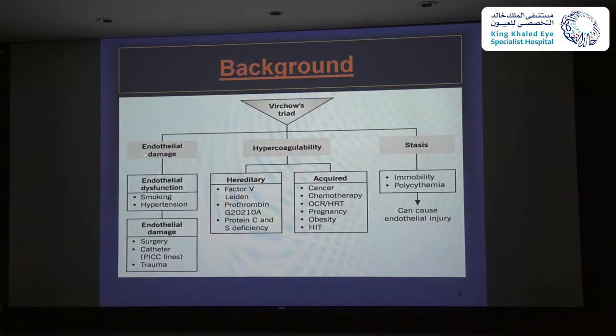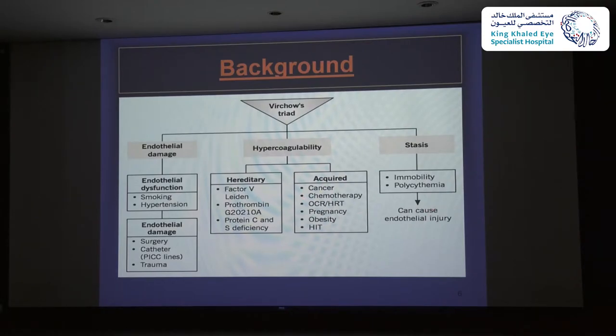And this is just repeating what we have. We have endothelial damage, either by dysfunction or real damage by surgery, catheter, or trauma. And then we have the hypercoagulability status, either hereditary or acquired. In the hereditary part, we have factor V Leiden deficiencies or defects, prothrombin, and protein C and S. Why am I putting that? Because as ophthalmologists, sometimes the internal medicine doctors are not aware of this, so we keep reminding them that we need to investigate this patient, especially a young patient, less than 40, with arterial occlusions. Then we have acquired causes like cancer, chemotherapy, pregnancy, obesity, or stasis, like immobility or polycythemia.